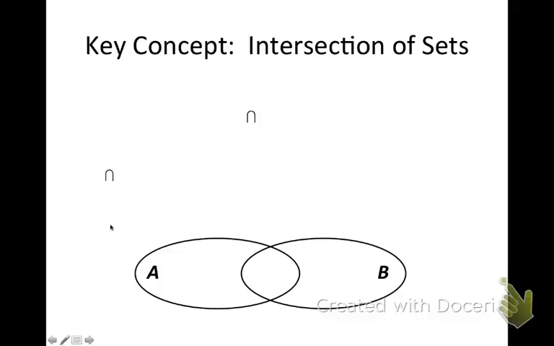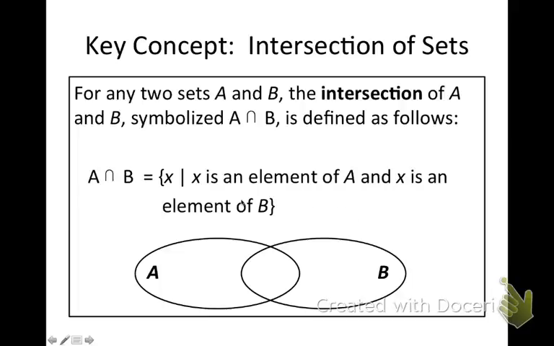Let's start out with some key concepts here. So we're going to talk about our first set operation, which is an intersection of sets. If you think about the word intersection, on a road you have an intersection, two things intersect, they meet. Well, we can have intersections of sets.